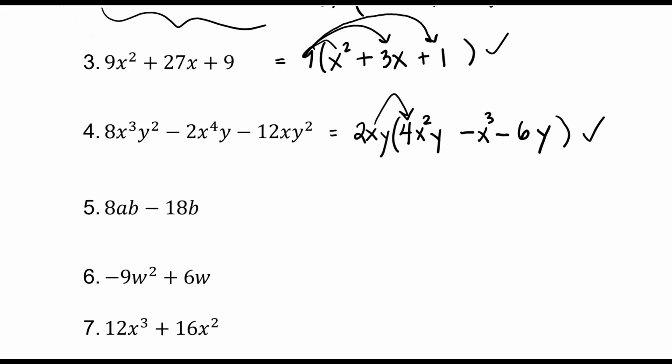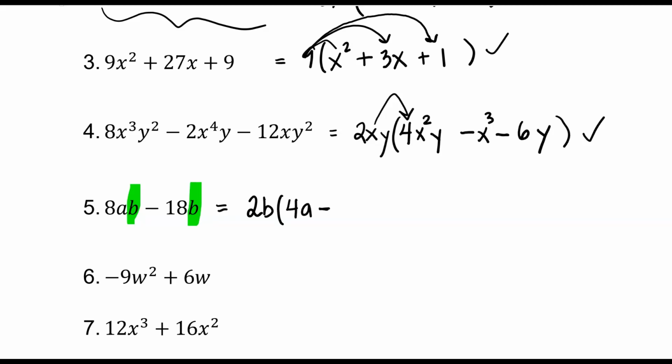Let's go to number 5, 8ab minus 18b. Well, we have a what in common here? Well, definitely we have, for whatever reason, I always want to take out a 4. That's not going to work. 4 is not going to work for 18, but 2 will. And also notice b is in common, right? So we have a b. So 2b times what?